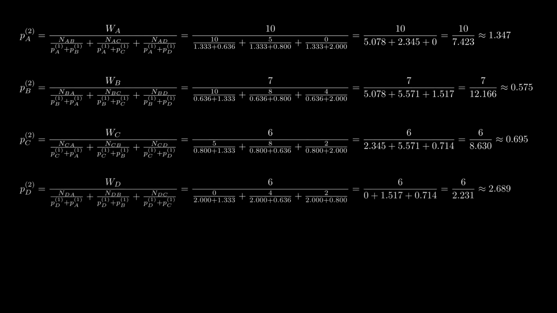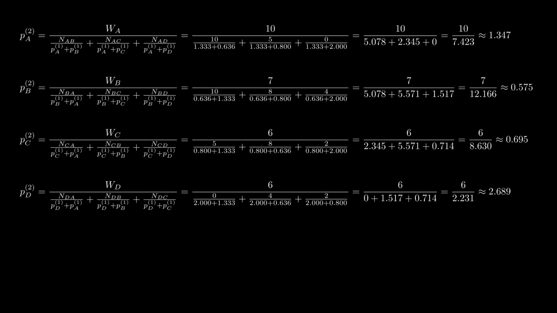Now we simply repeat the process to calculate p of 2. We use the p of 1 values we just found. We repeat this process over and over. With each iteration, the parameter values will change, but the changes will get smaller and smaller. We stop when the values barely change from one iteration to the next. For example, when a change is less than 0.00001. At this point, the algorithm has converged, and we found the parameter values that maximize the likelihood.